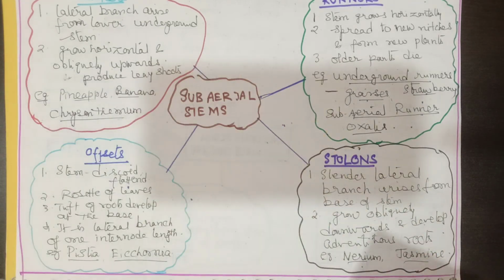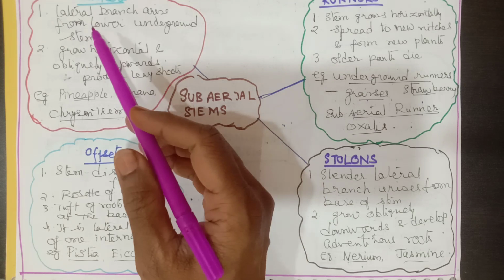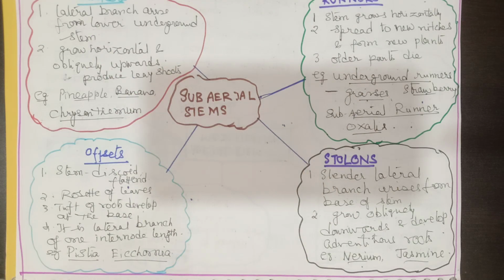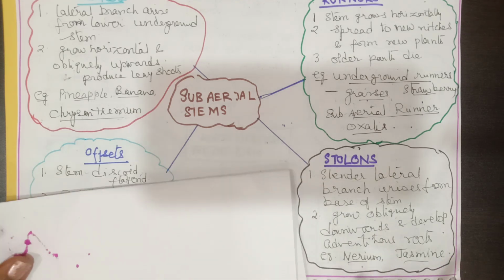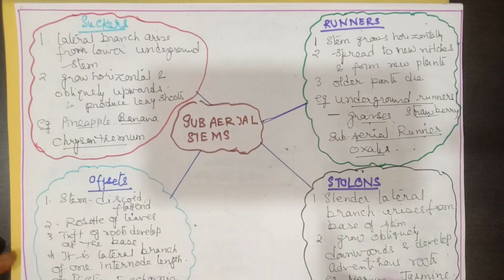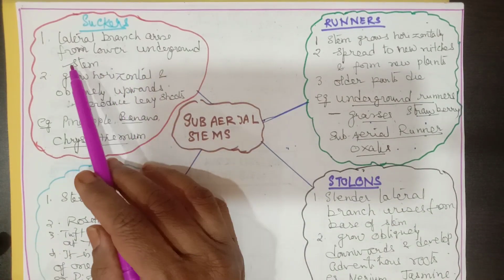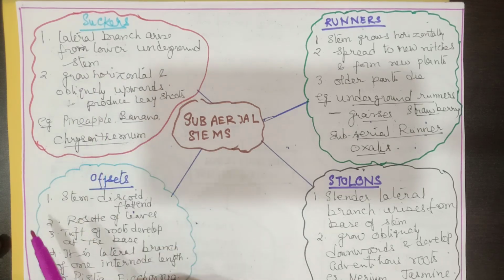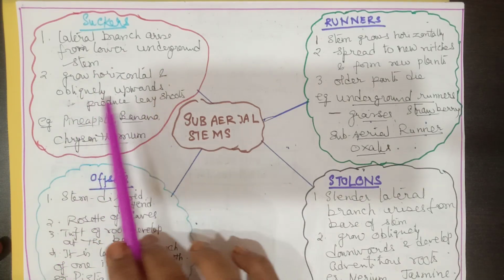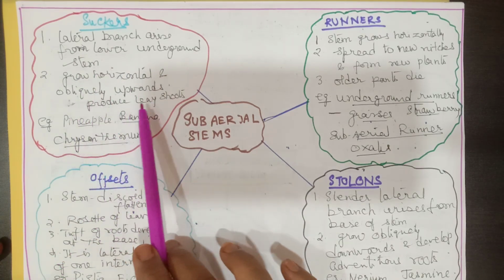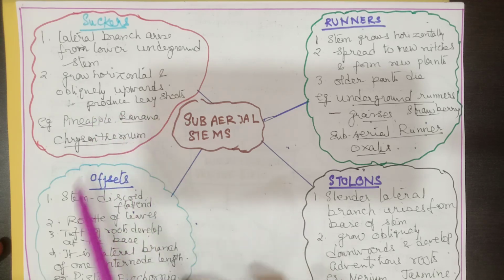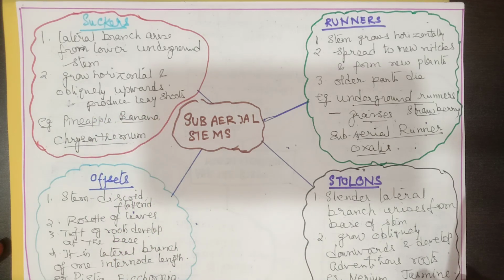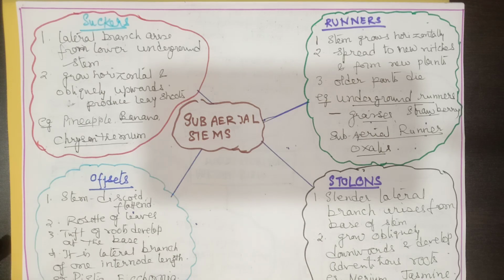Okay, now the next one is sucker. Sucker and stolon are almost similar, but with respect to the growth they may be different. A sucker is defined as a lateral branch which arises from the lower underground stem and grows horizontally and obliquely upwards and produces leafy shoots. For example, we find this in chrysanthemum.